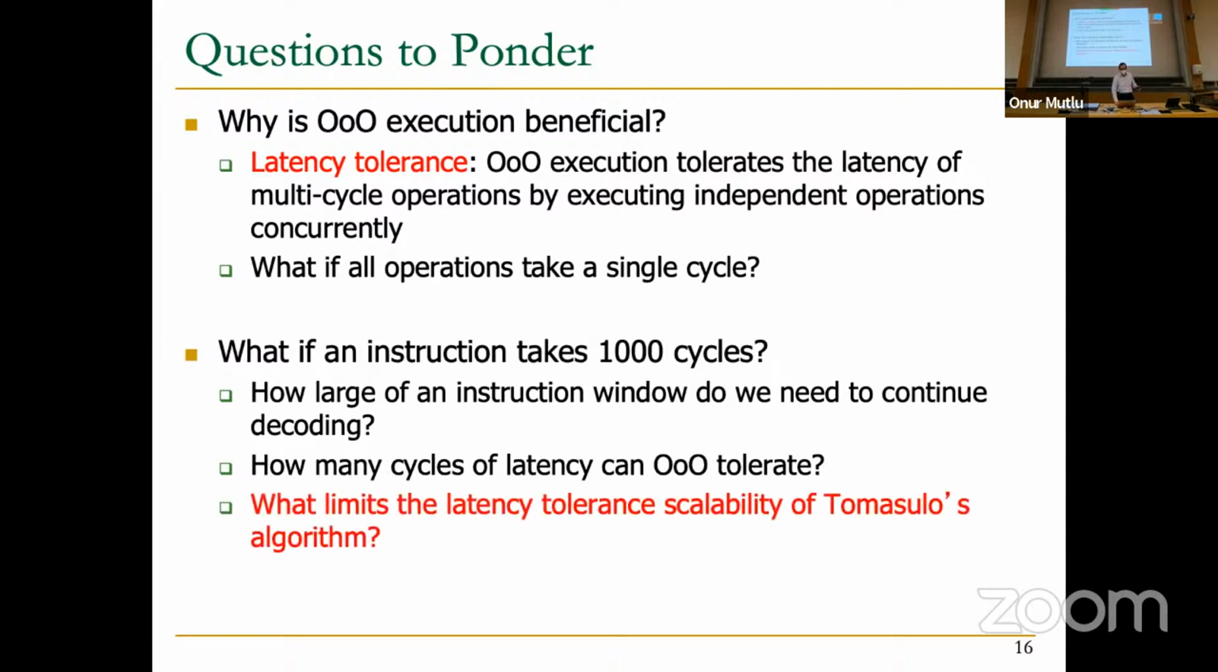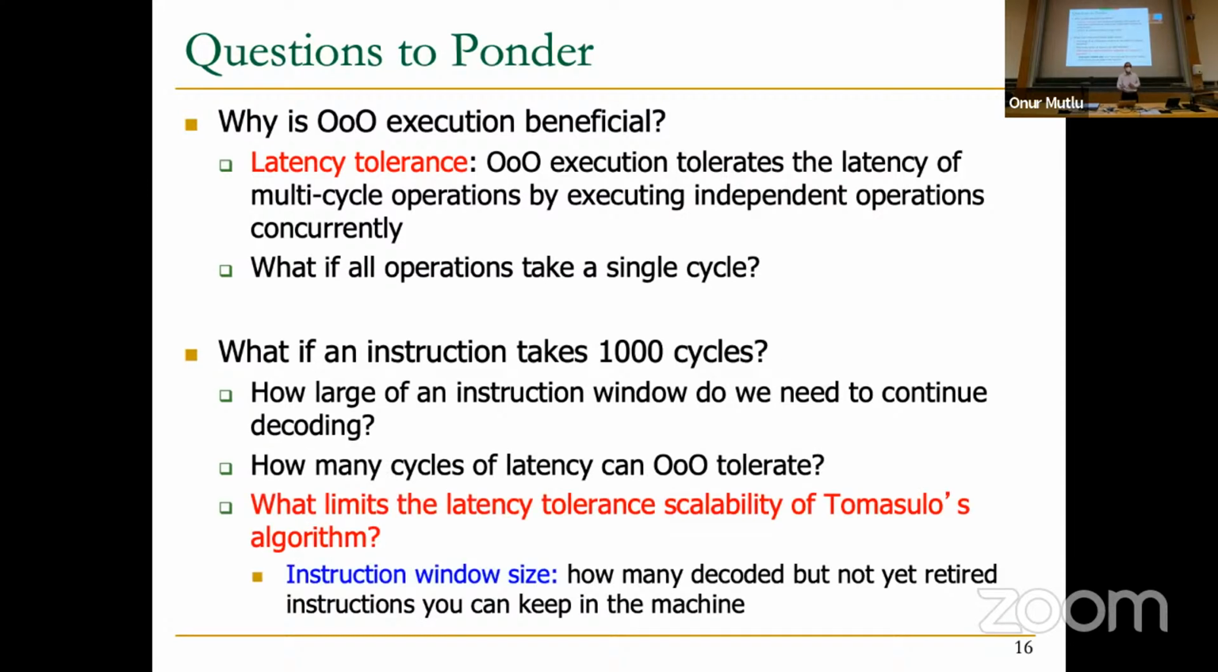Okay, so I think this is a rhetorical question also. What limits the latency tolerance scalability of Tomasulo's algorithm? It's really the instruction window size, if it wasn't apparent. How many decoded but not retired instructions can you keep in the machine? And this is really a function of reorder buffer size as well as the physical register file size. These structures are sized separately, but any of them can cause a stall, essentially. And also the reservation stations. You should not ignore any of those components: reorder buffer, reservation stations, and physical register file.